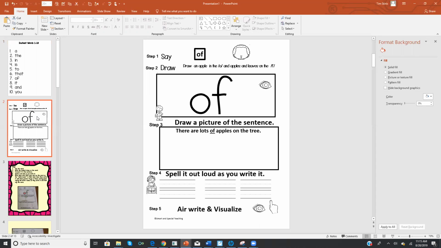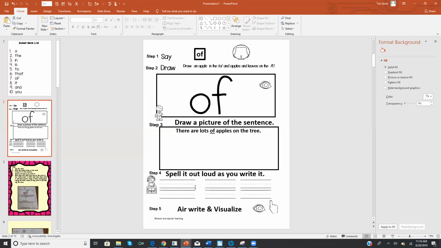We have "of." What you're going to have the student do is say "of," then draw an apple in the O and apples and leaves on the F. And there's a sentence that goes with this word: There are lots of apples on the tree. So they'll draw right in the letters, and then they will draw a picture of that sentence. And then they're going to spell it out loud as they write it.